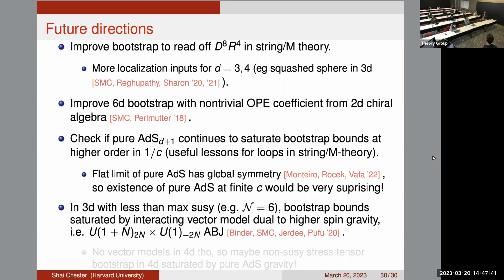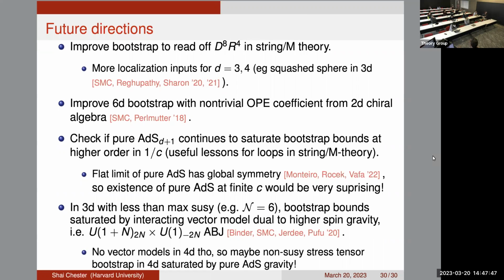So that's another example of a vector model saturating the bound even with no supersymmetry. But of course, interacting vector models only exist in 3D. So in 4D, we know that there are no interacting vector models. They're just free theories. There's no critical O(N) model in 4D.